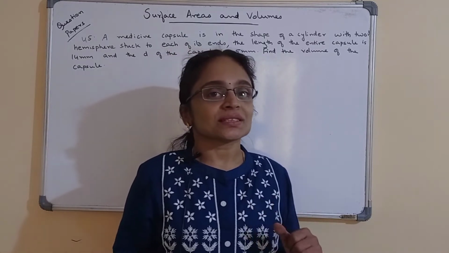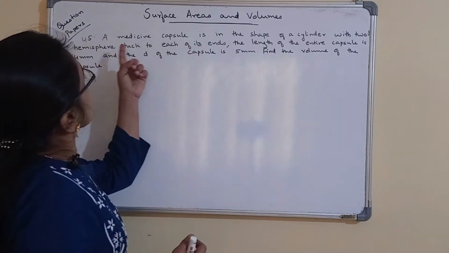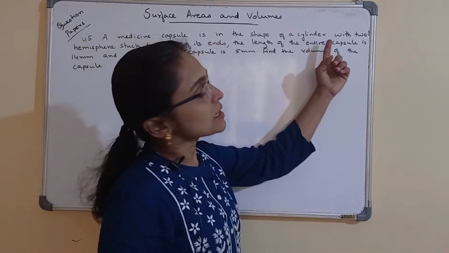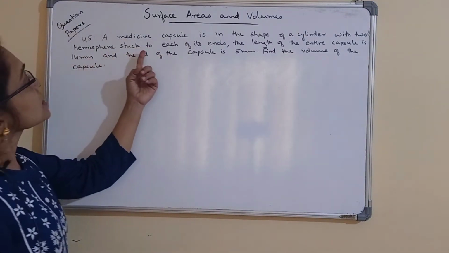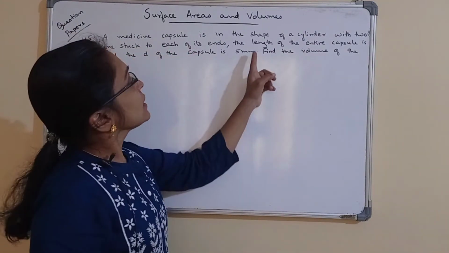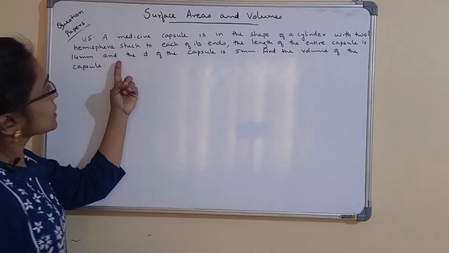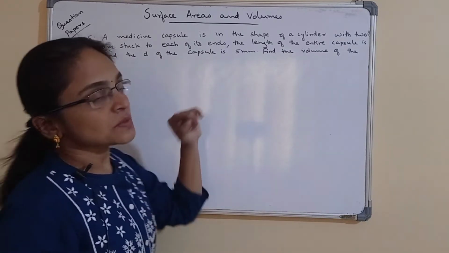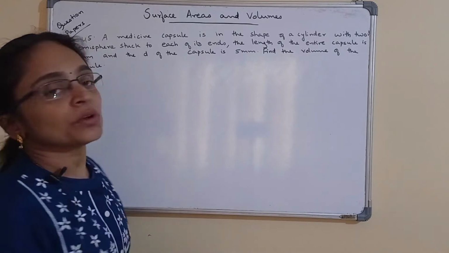Okay, so let us start now. And the question is, a medicine capsule is in the shape of a cylinder with two hemispheres stuck to each of its ends. The length of the entire capsule is 14 mm and the diameter of the capsule is 5 mm. Find the volume of the capsule.